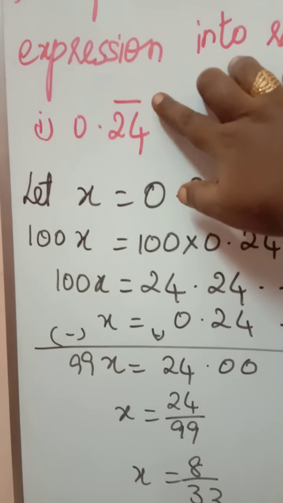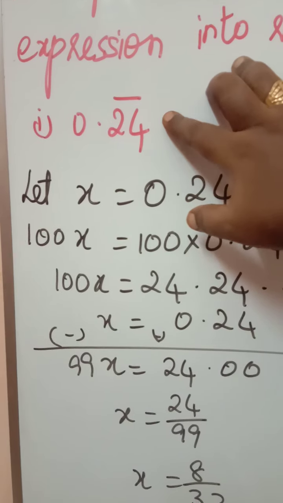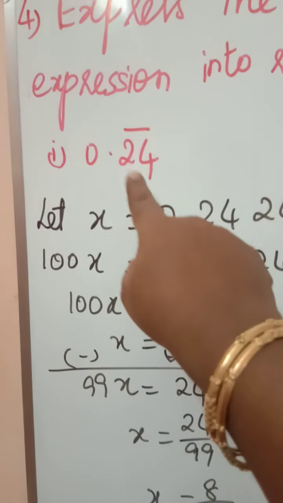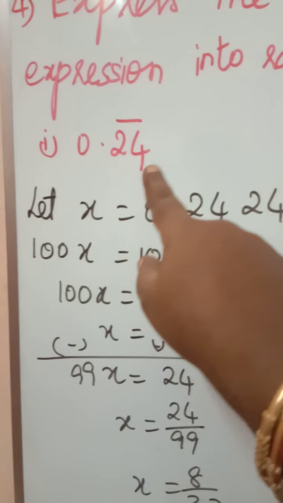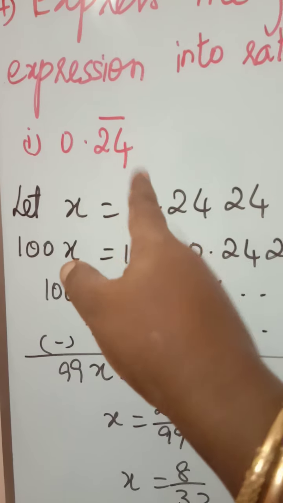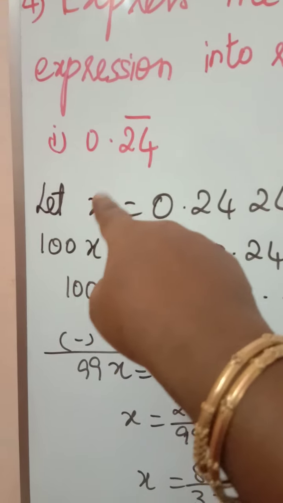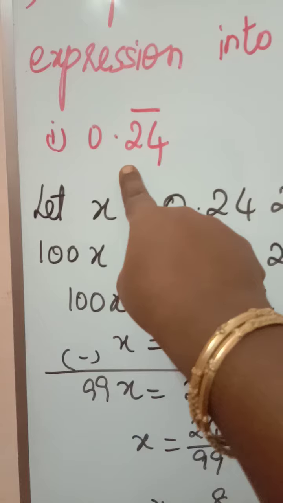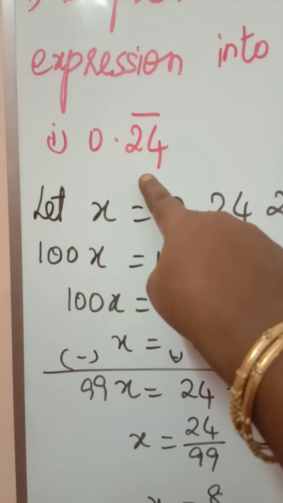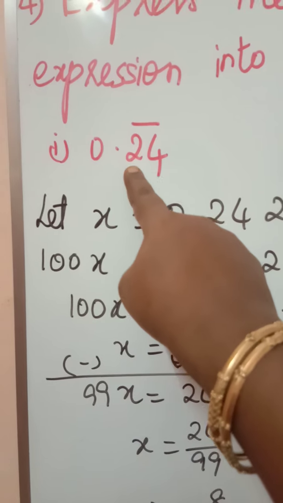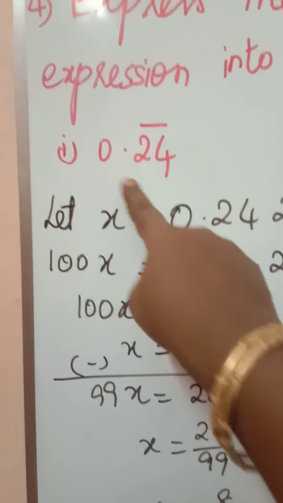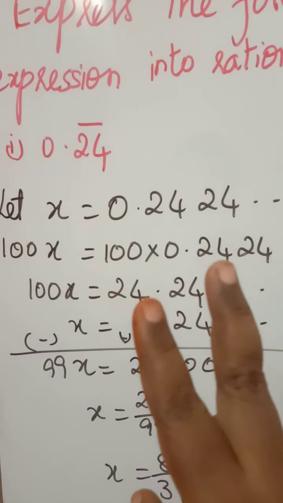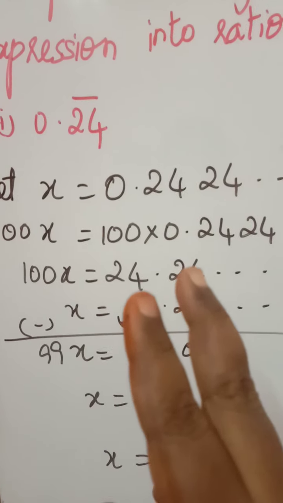0.24 bar. First see, bar is given for how many numbers? Second step, after the decimal point, only repeating numbers alone should be there. Extra numbers, if there are any, we have to bring to the left hand side of the point, into the integer part, not in the decimal part. If other than repeating numbers any numbers are there, bring them to this side. So confirm that after the decimal point, only repeating numbers are there, and how many numbers are repeating. These two we have to check before we start the sum.